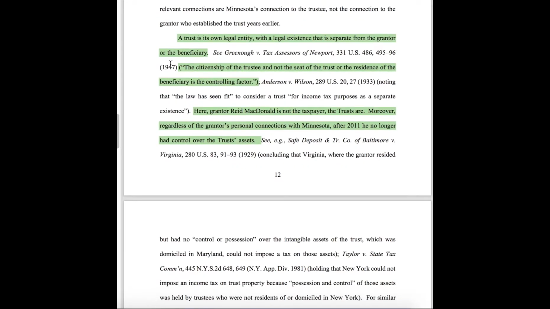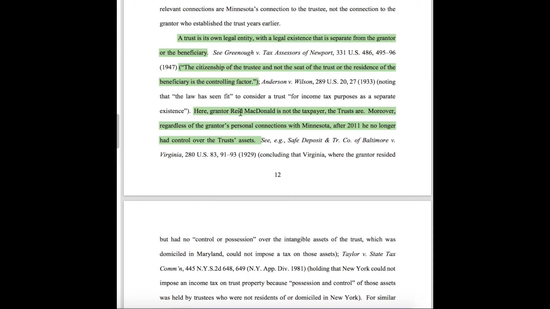Very important. A trust is its own legal entity with a legal existence that is separate from the grantor or the beneficiary when it is a non-grantor's trust. Okay, this is what they're referring to, a non-grantor's trust. The citizenship of the trustee, and not the seat of the trust, meaning not where the trust is, or the residence of the beneficiary, is the controlling factor. Those are not controlling factors.